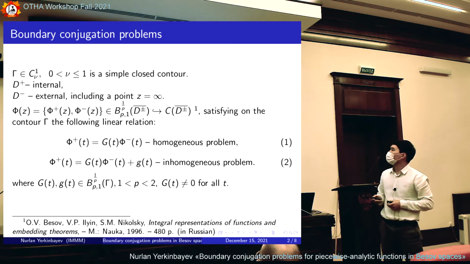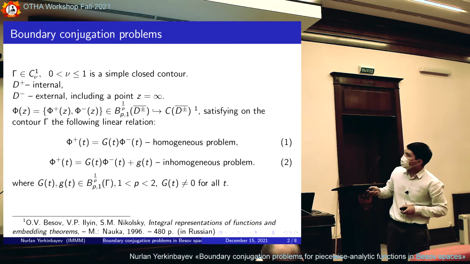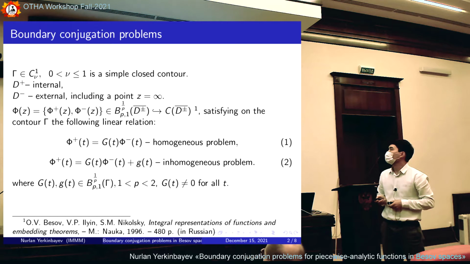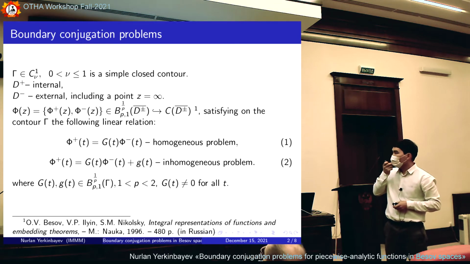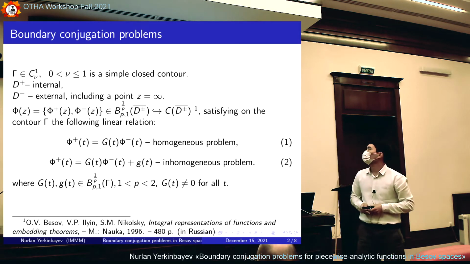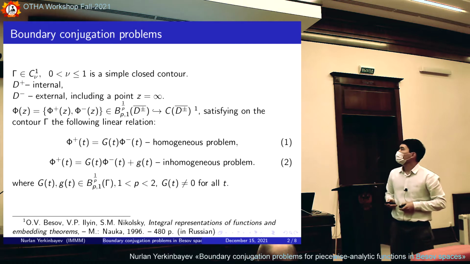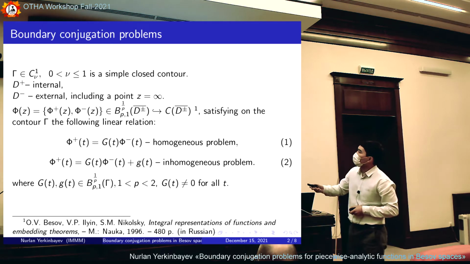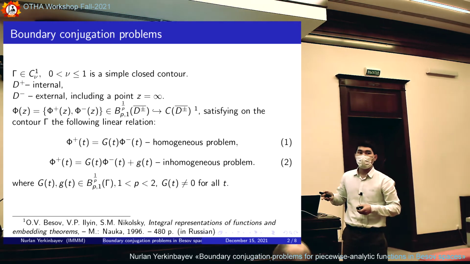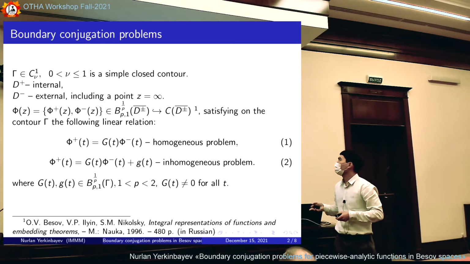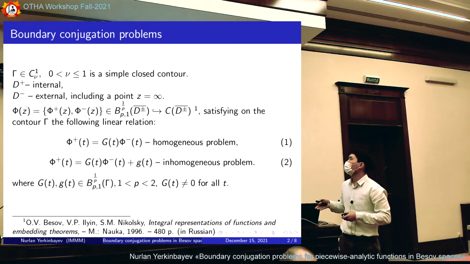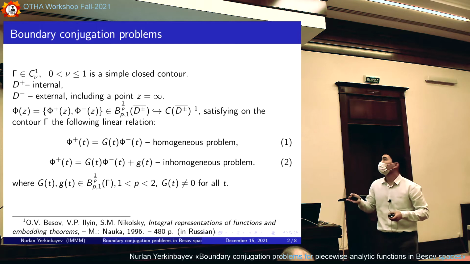Here, first is the homogeneous problem, and the second is the inhomogeneous problem, where these functions belong to Besov space. And here big Phi plus z is an analytic function when z belongs to D plus. Respectively, big Phi minus z is an analytic function when z belongs to D minus.